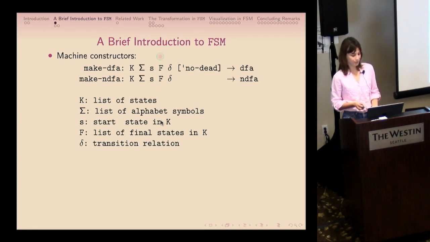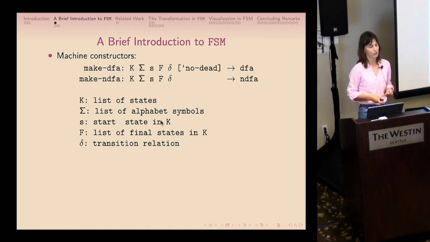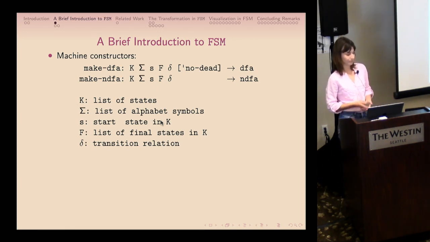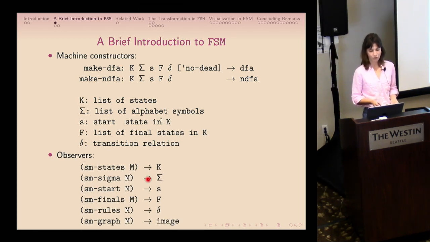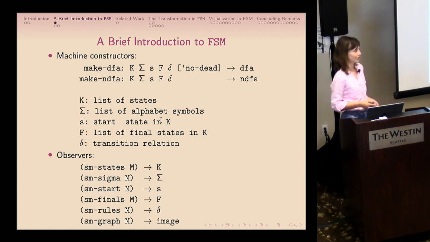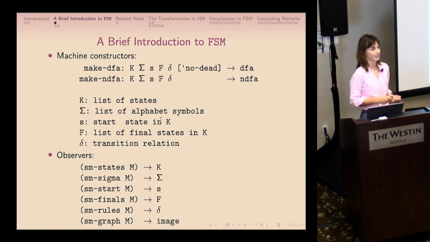Now, the student can provide the optional no-dead argument, which if they do, the constructor assumes that delta is already a complete function and it doesn't create a dead state. We also have the observers. The first five extract the components of these constructors. And sm-graph, given a machine, returns an image of a transition diagram of the machine that we have designed.